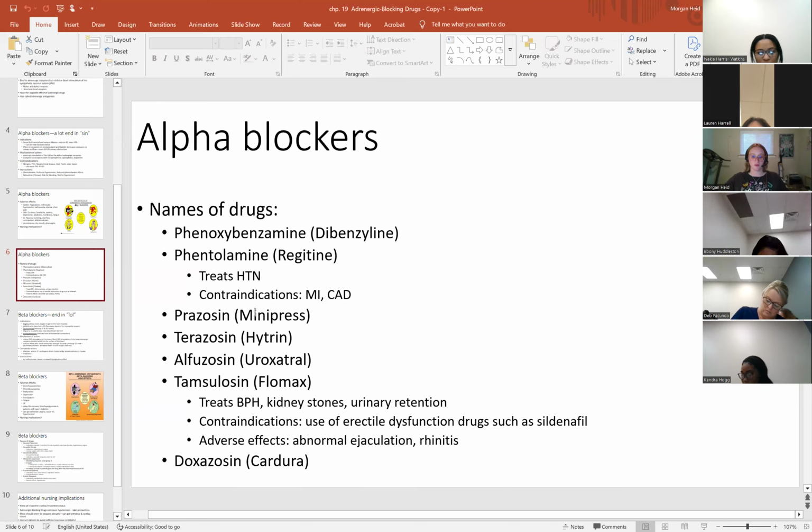So these are a risk of your most common alpha blockers. The ones that you've seen the most may be Prazosin or Minipress, Flomax, and Cardura. Minipress and Cardura are most likely going to be used to treat hypertension, and then Flomax for the urinary issues. Those are really the only three I need you to know name-wise. You can be familiar with the other ones, but I'm only going to test you on those three.